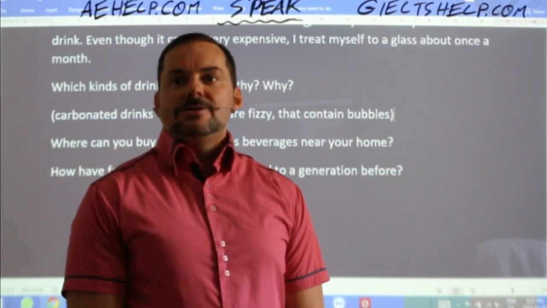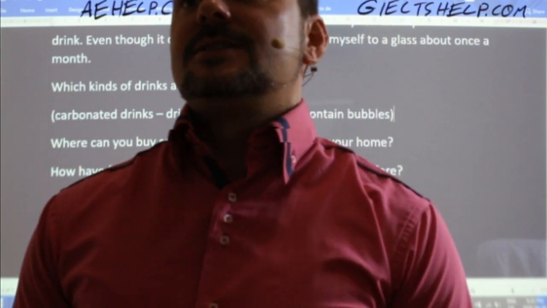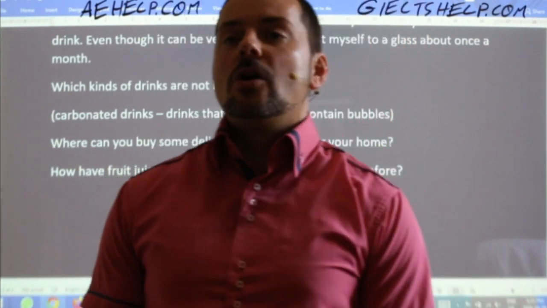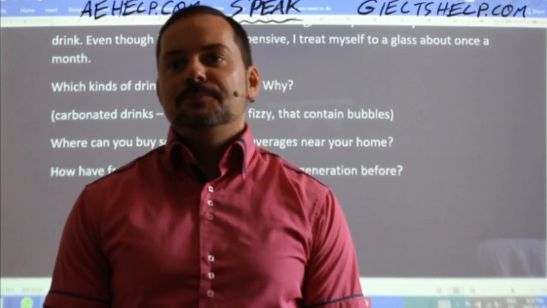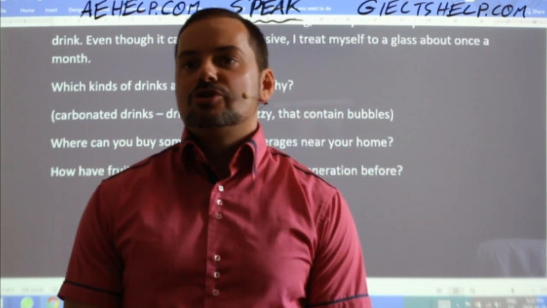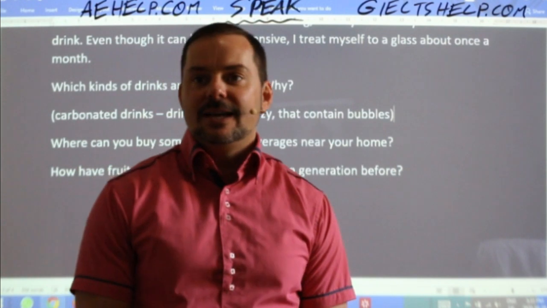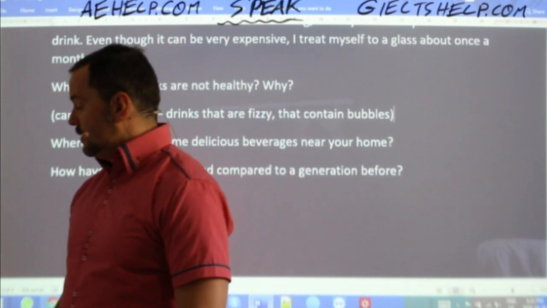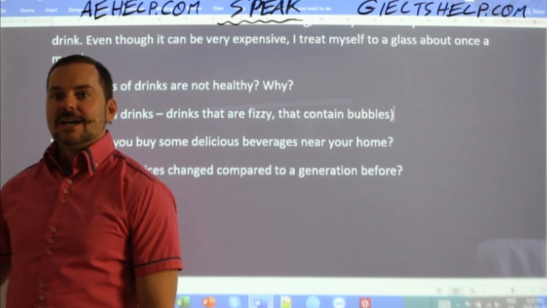Pachu says, I think hard types of drinks are not good for health, such as rum and vodka, as these contain high levels of alcohol, which can damage the liver and the body. Okay, Pachu. All right. Yassine says, nowadays, many companies produce drinks like real juice, but these types of drinks are not healthy and individuals do not need to drink them because they contain a lot of preservatives and chemicals that are difficult for the body to digest. All right.